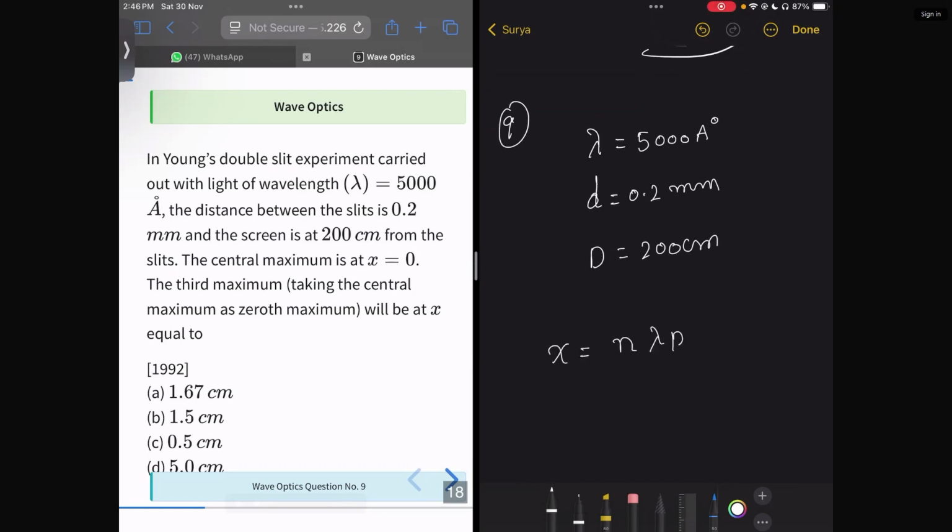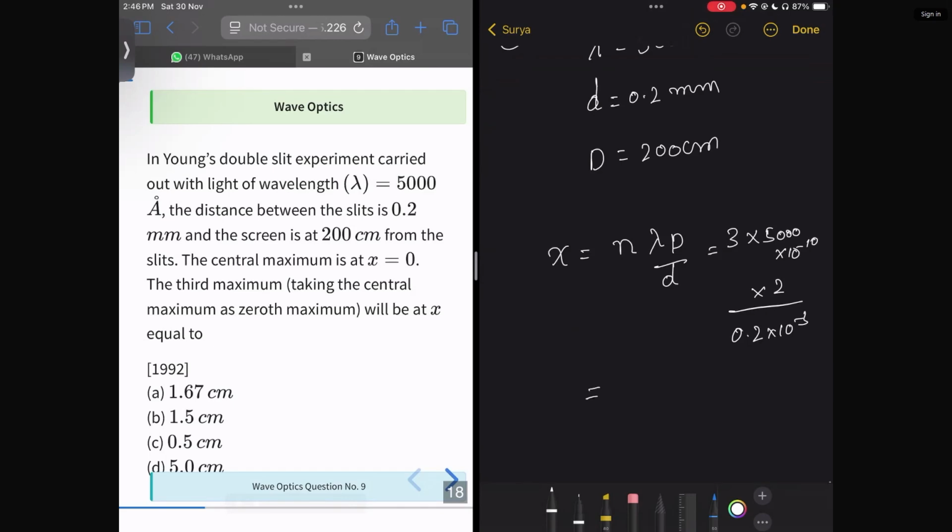we have to take n lambda D by small d, and n equal to 3. So 5000 angstroms, that is 10 power minus 10, into 3, and D is 200 centimeters, that is 2 meters, divided by 0.2 into 10 power minus 3. If you do the calculation, you will get 1.5 into 10 power minus 2 meter. So it will be 1.5 centimeter.